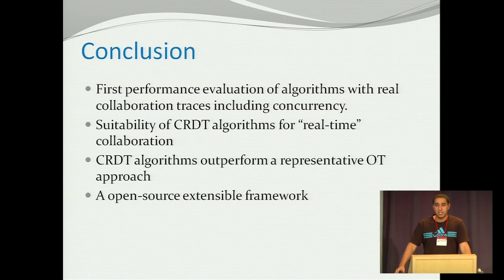We can say this is the first experiment to evaluate algorithms in performance with real traces, including concurrent operations, and CRDT algorithms are suitable for real-time collaboration and outperform the respective operational transformation approach. In this work, we made a framework that includes all these algorithms, and this framework is open source under the GPL license.